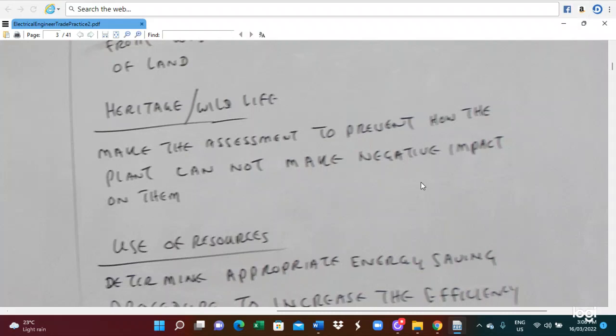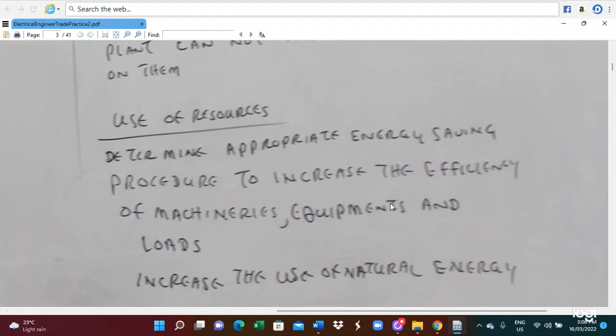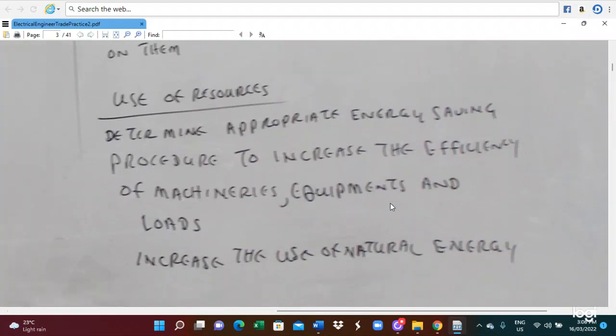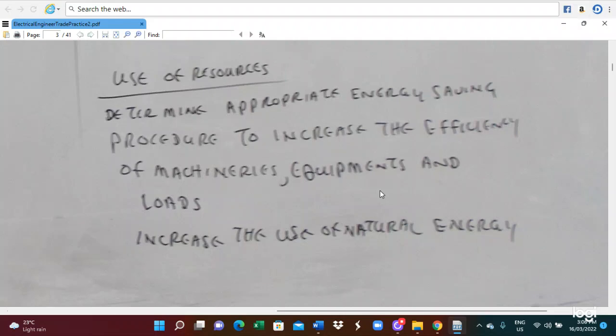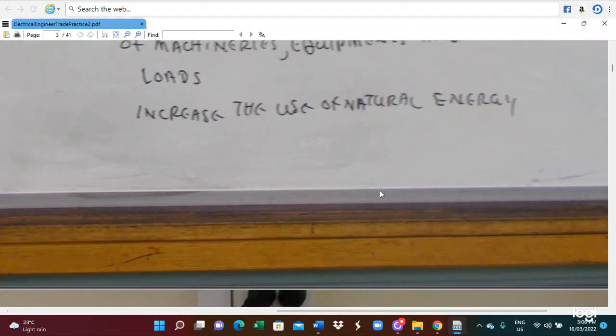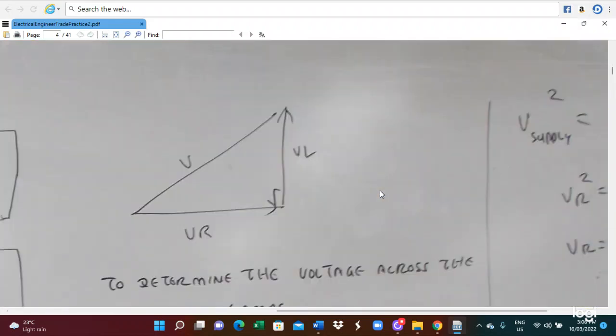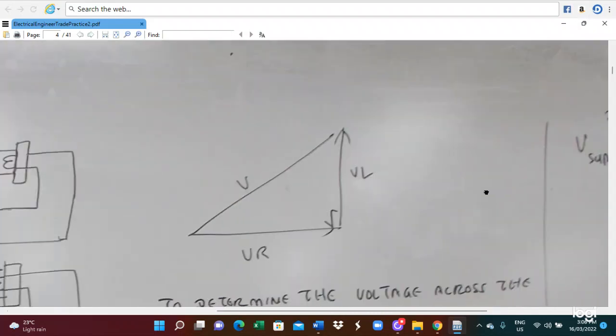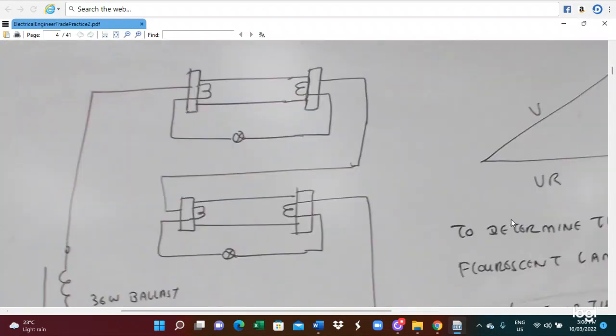You have to make an assessment to ensure the plant does not have a negative impact on them as well. And we also have to utilize the resources. We determine the appropriate energy saving procedures to increase the efficiency of machinery, equipment, and load. You also have to increase the use of natural energy. So this is the way we find out the environmental impact assessment.